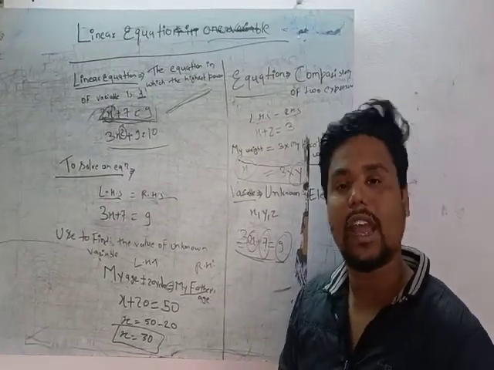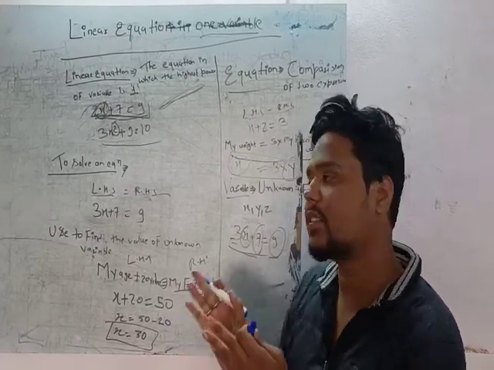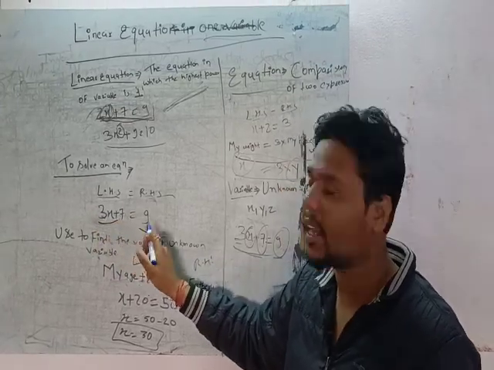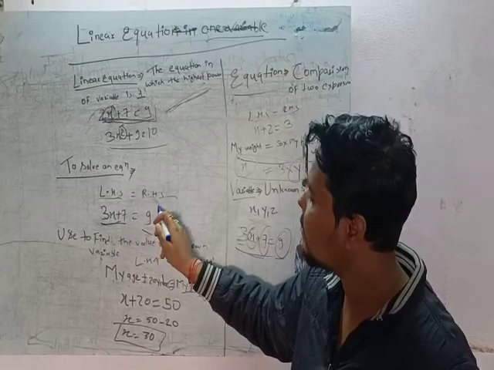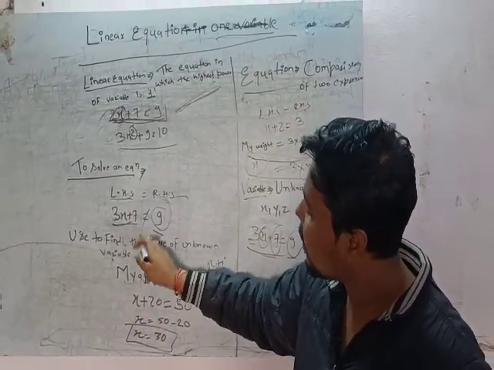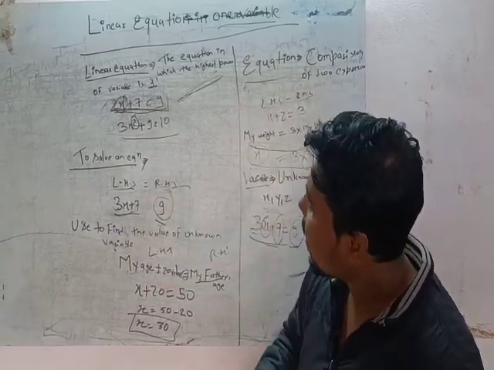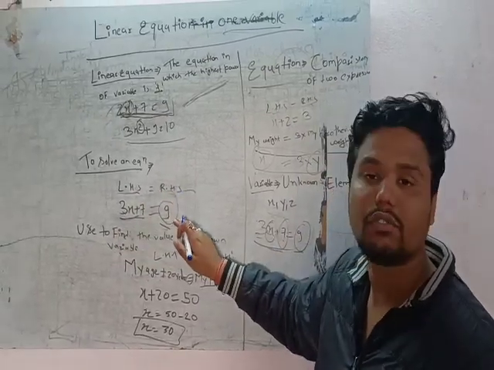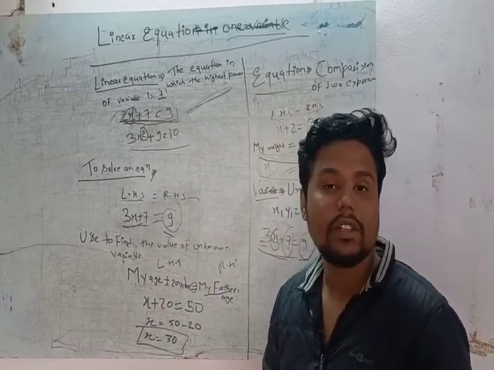How do we solve any equation? To solve any equation, we must equate its left hand side with its right hand side. For example, 3x plus 7 equals 9. Here 3x plus 7 is the left hand side, whereas 9 is the right hand side. If it is not equal, then it is not an equation. So in any equation, the left hand side must be equal to the right hand side to solve it.